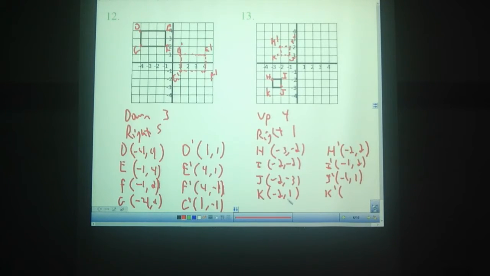Wait, K is not at negative 2, 1. K is at negative 3, something else. Negative 3, negative 3. K prime, negative 2, 1. There we go. I was doing K prime for K. Again, notice that the x coordinates increase by 1 each time, the y coordinates increase by 4 each time.